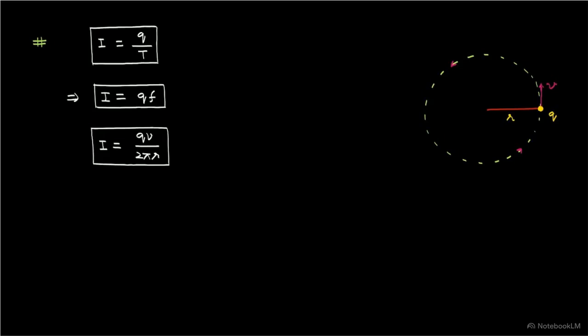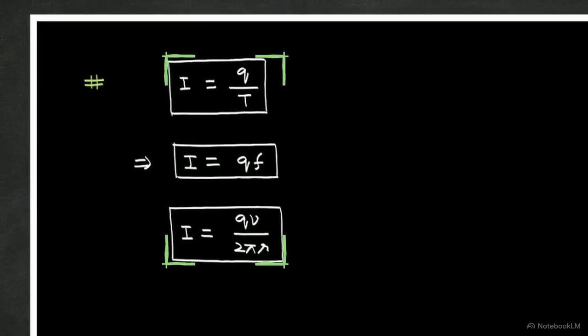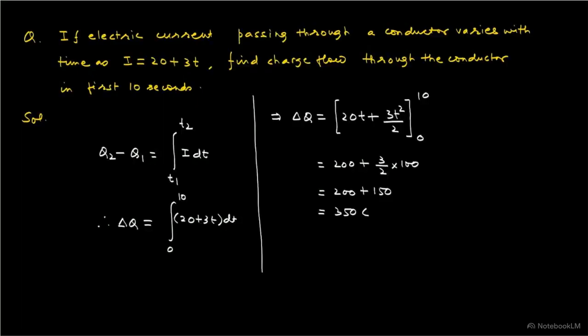For a special case where charge circulates continuously in an orbit, current is calculated using charge divided by time period. By factoring in orbital frequency and velocity, we map out these three sequential formulas. To apply integration, if current increases linearly as I equals 20 plus 3t, setting our definite integral boundaries from 0 to 10 finds total charge.